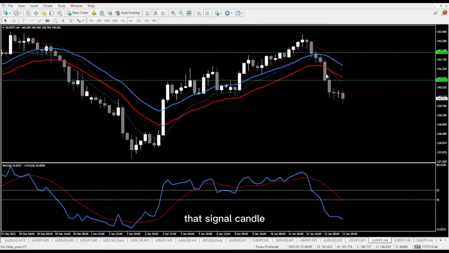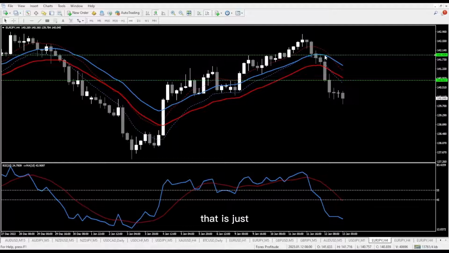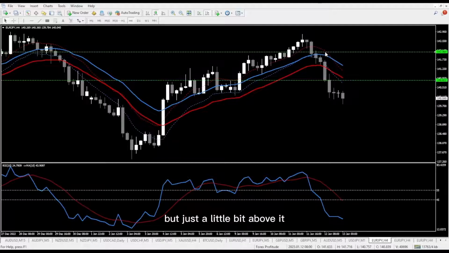As soon as this candle is closed, this next one opens, we take a look at that closed candle. Where is the 20 EMA? This is that 20 EMA location. Now, I'm not going to place my stop loss right on the 20 EMA. That is just a little bit too close, but just a little bit above it.